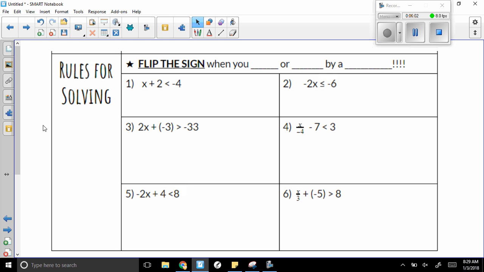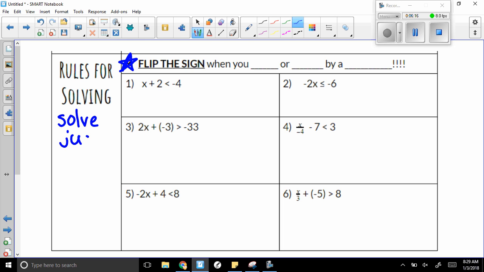All right, now let's talk about solving. This big star here, this is the most important part of solving inequalities. You need to solve just like our equations that we've been practicing in the past.